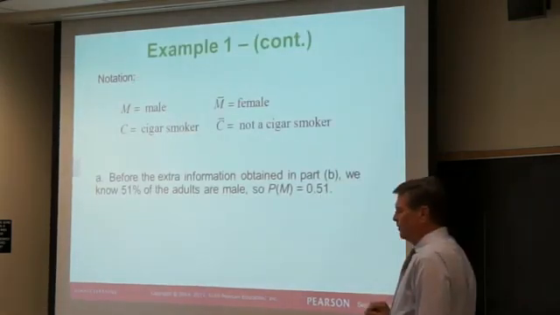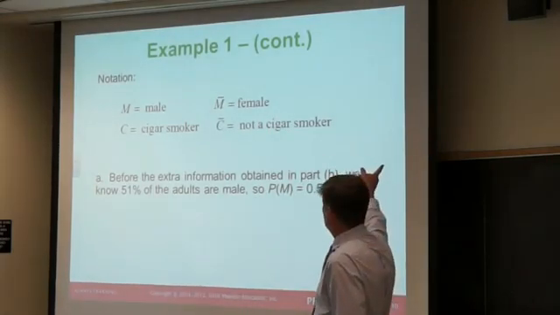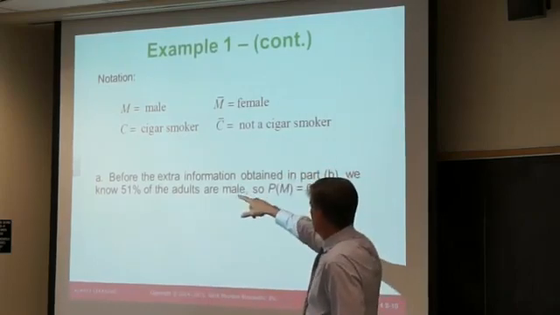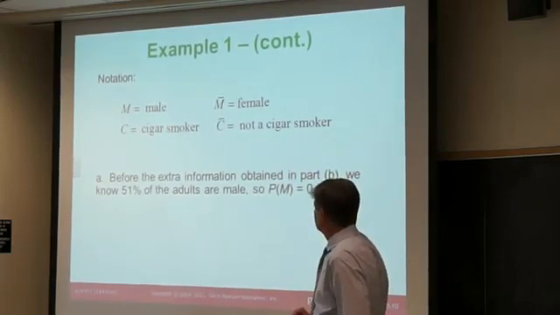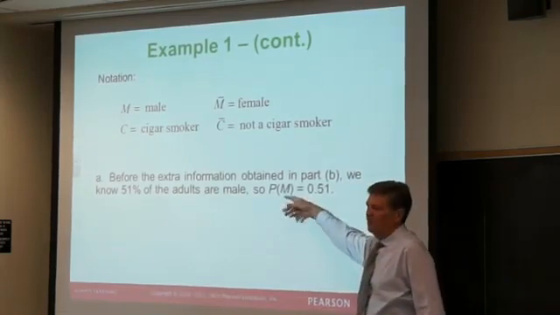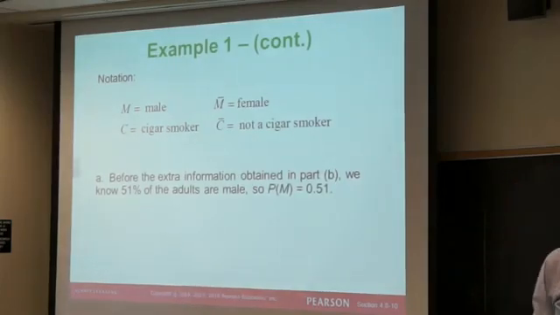Let's use our typical nomenclature for events. I have M a male, complement of M a not male or a female, C a cigar smoker, complement of C not a cigar smoker. And what do I know? Well, I know that probability of a male is 0.51. But I know more than that, too.